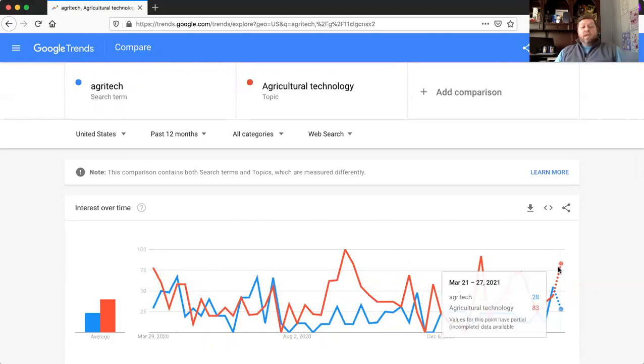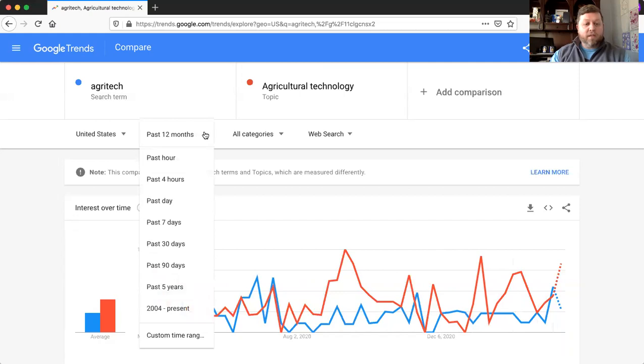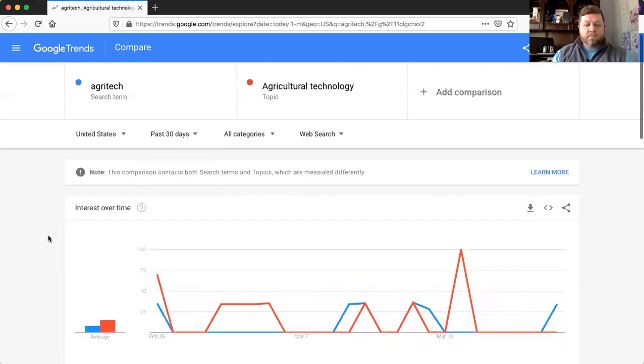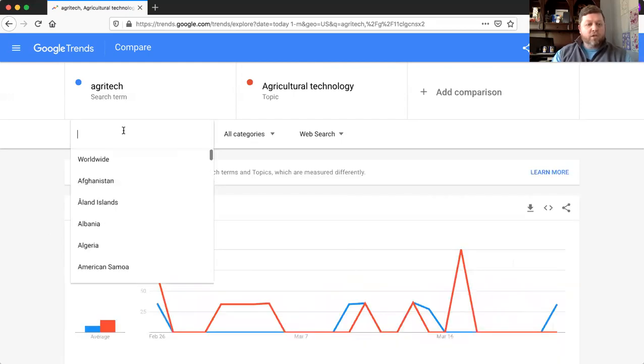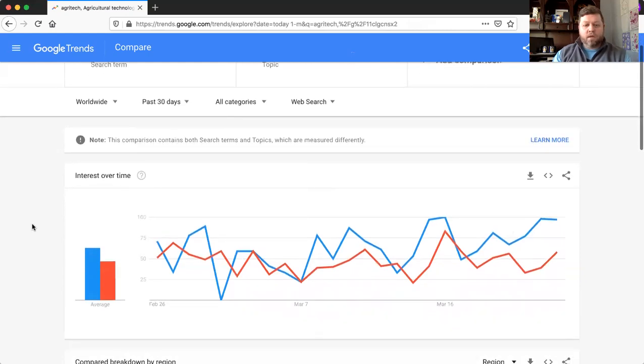So this is another example of how I can see people are searching for things. Agriculture and agritech in general definitely have some search results. They're hitting some pretty good peaks around different areas of the world, and around different ways I'm searching for it. So instead of the last 12 months, let's look at the past 30 days. And also, let's not just look at the United States, let's look worldwide. That's what we're trying to solve for.